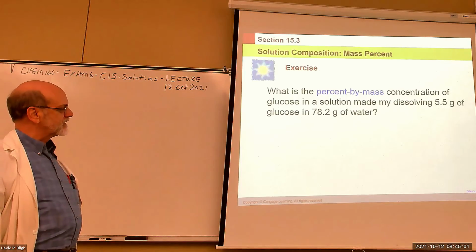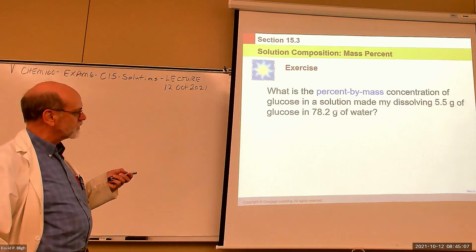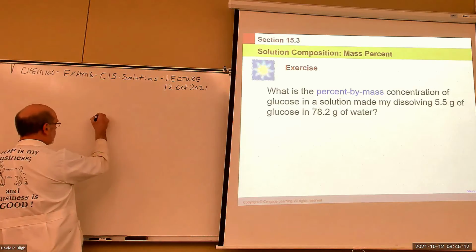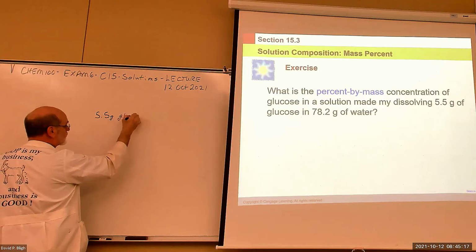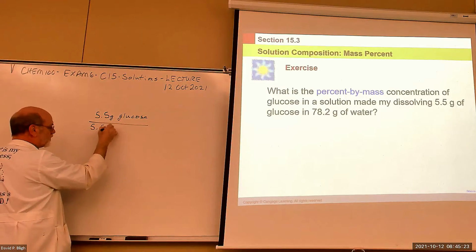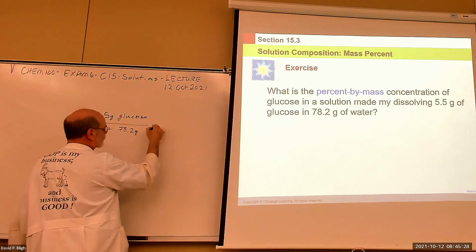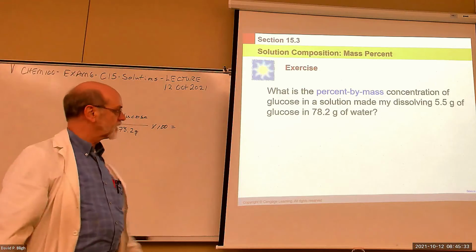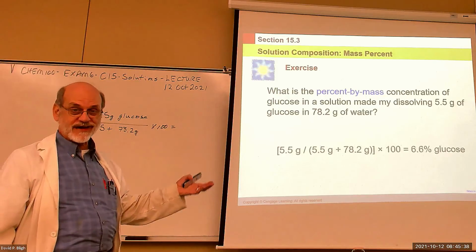So what's the mass percent of glucose in water when we have 5.5 grams of glucose and 78.2 grams of water? Well, 5.5 grams of glucose is in the numerator. But in the denominator, you need 5.5 plus 78.2 grams, times 100. And that will give you your mass percent concentration. As it turns out, this is 6.6%.